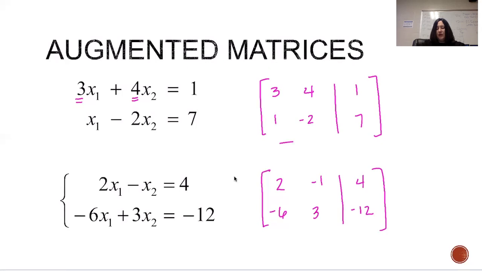So this first part is called the coefficient matrix. The second part is called the constant matrix. So you're augmenting them, you're joining them together.